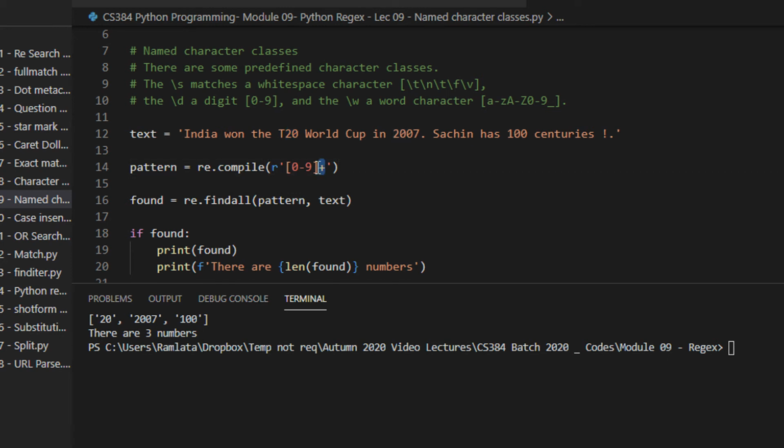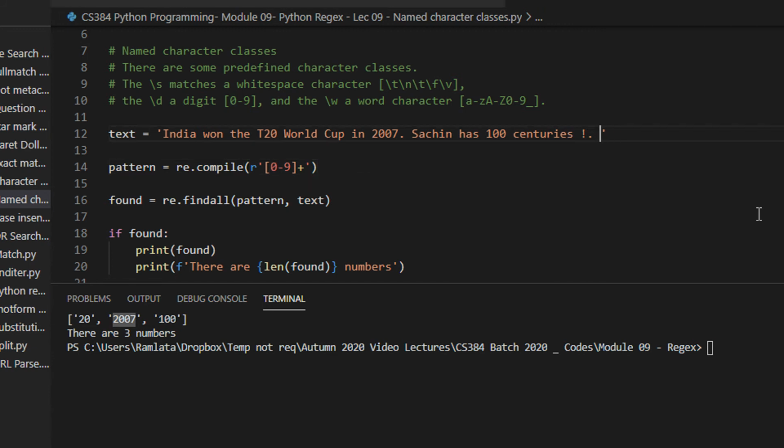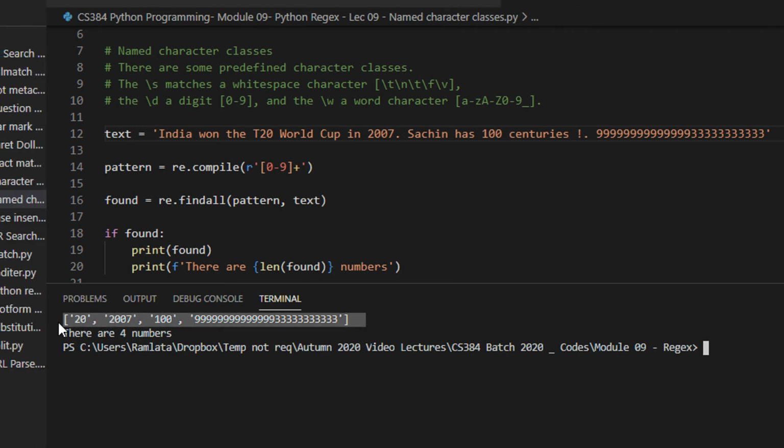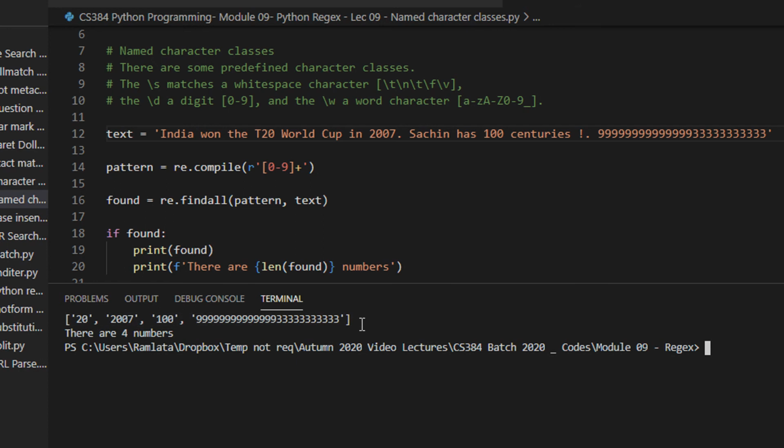You can see one or more digits, we have 20. Since I'm using the plus operator, again it's a greedy operator, so it goes on till it finds a non-number. It found a space here, so it extracted 20. Then it searches for the entire 2007, it found a dot here which is not a number, so extracted 2007, then 100 centuries, right? So this pattern 0 to 9, as I said, is a greedy method. In this particular case, it will match all the numbers together. You can see all the numbers are matched. Interesting thing is you get a list, right? You can see the square brackets and then you can process the list.